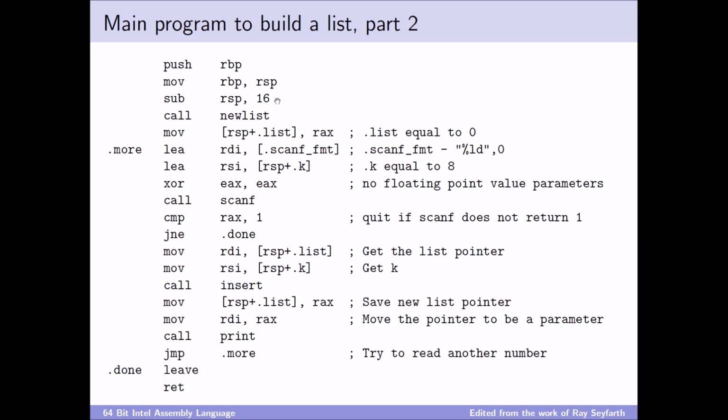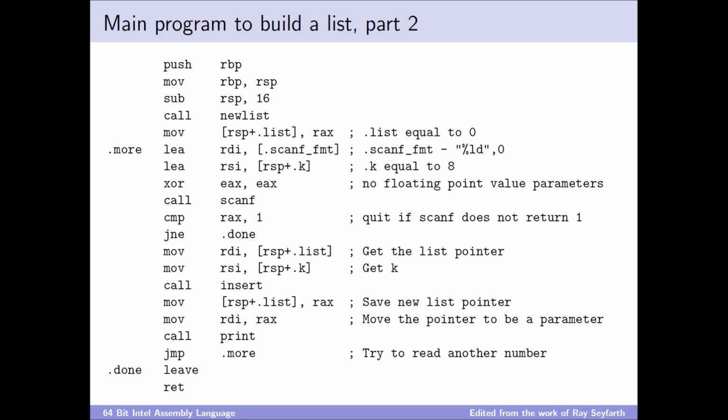Again, because I mentioned I want to store those two values on the stack, I'm going to subtract 16 from RSP because I want to store two data quads. And luckily for us, 8 plus 8 is 16, which is a multiple of 16, so I don't have to worry about any alignment concerns in this case.